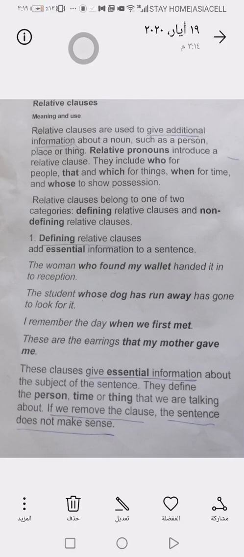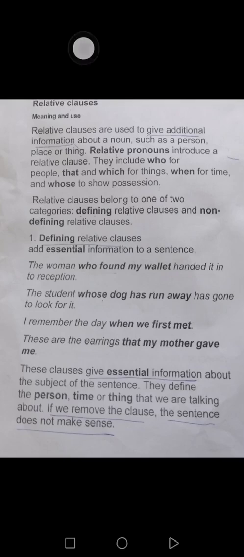We'll talk about relative clauses. Relative clauses are used to give additional information about a noun, such as a person, place, or thing. We use relative pronouns to introduce a relative clause. They include who for people, that and which for things, when for time, and whose to show possession.